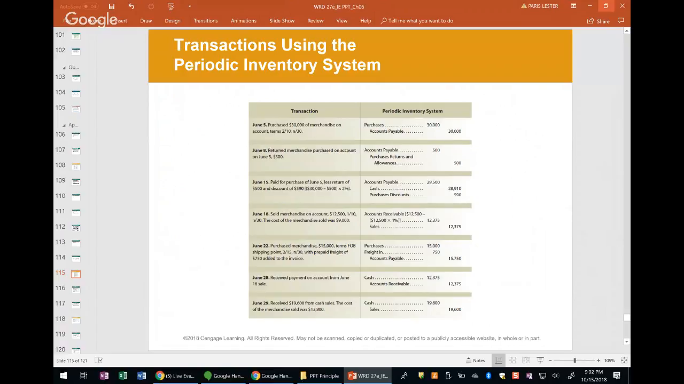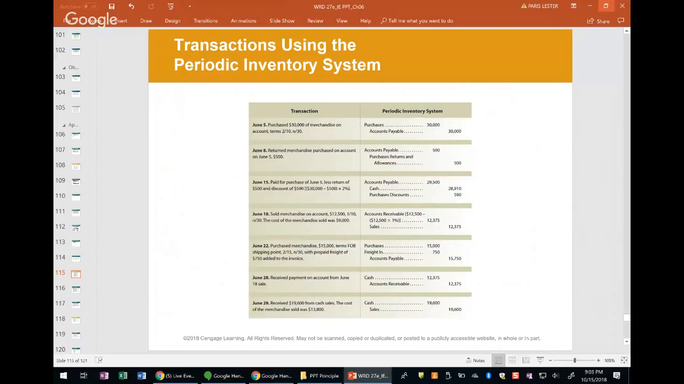All right, Alexandra, this is periodic. We debit purchases and credit accounts payable. What if it's perpetual? What would we debit here? And you would purchase inventory. No. If it were perpetual, what would I debit instead of purchases? I'm comparing the two.